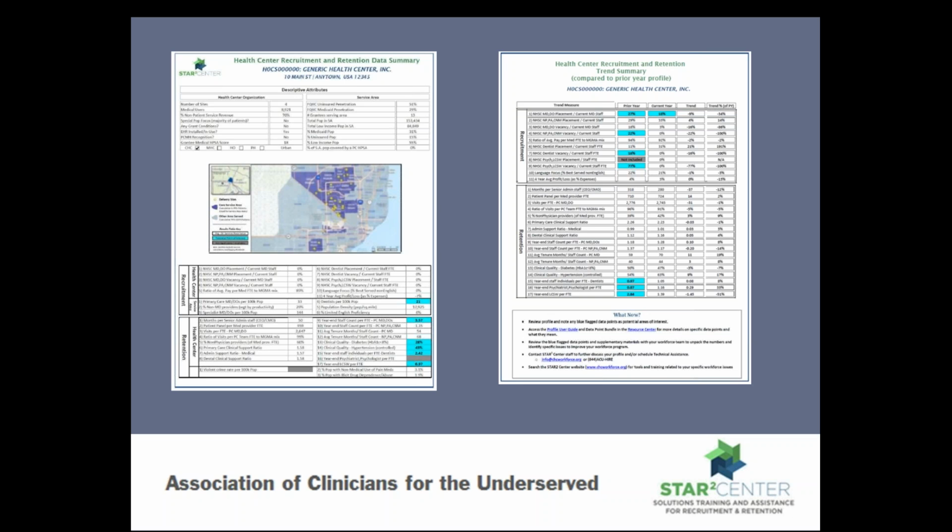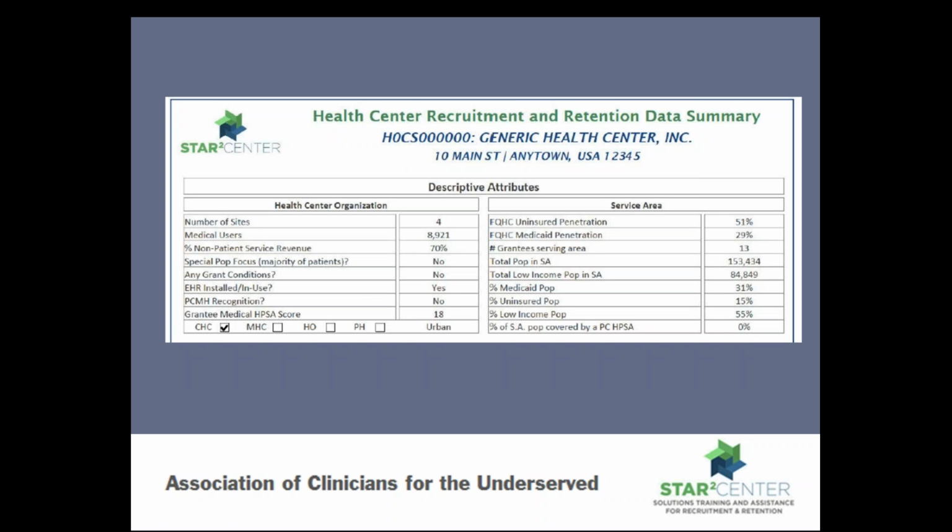It's a lot of data, and it can be really overwhelming to people, but we really want to make sure that you understand the real power that's here and how you can use it to really look at your own operations. So here is the top. We're going to start with the descriptive section using, as you can see, a phony profile, Generic Health Center Inc. But just for the purposes of demonstration today, we wanted you to walk through one.